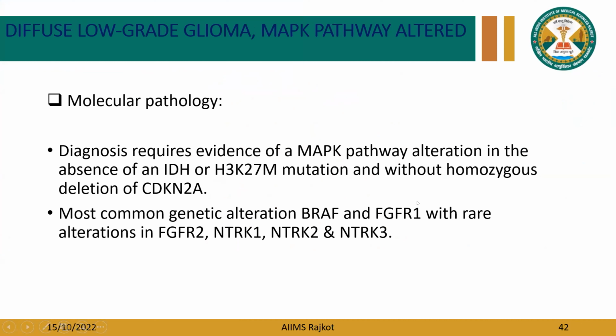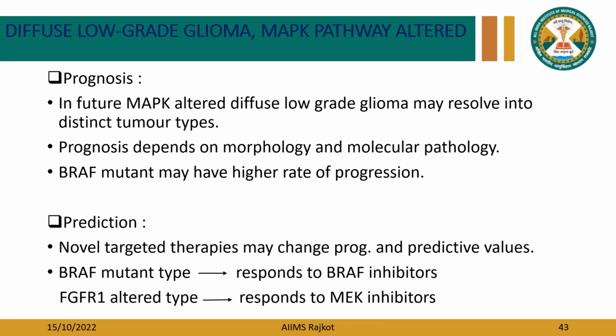So on molecular testing, there is alteration of the MAPK pathway, and the common genetic alterations are BRAF and FGFR1, with rare alterations in FGFR2, NTRK1, NTRK2, and NTRK3. So in future, it is possible that these MAPK pathway altered tumors may be categorized into more specific categories. And in future, novel targeted therapy may be helpful to change the prognostic and predictive values, because the BRAF mutant type may respond to BRAF inhibitors and the FGFR1 altered type may respond to MEK inhibitors.